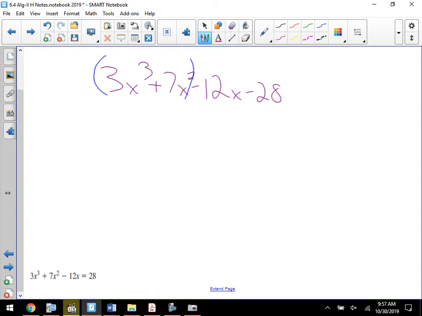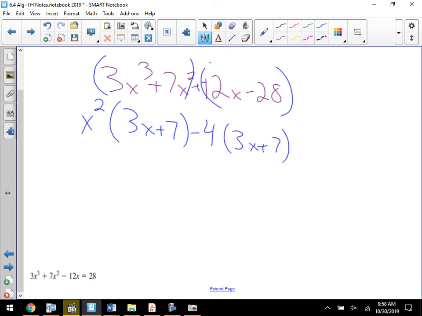what's the GCF of that first group? X squared. You get 3x plus 7. Bring my negative in. 12x and 28 gives me what? 4. But I've got to bring out the minus 4. And lo and behold, you got the same thing in the parentheses. And a difference of squares.